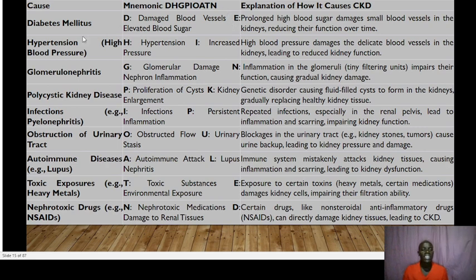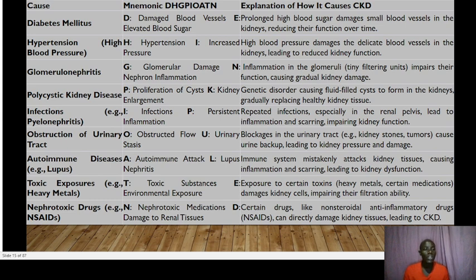For the causes, you could have diabetes, where you have damaged blood vessels and elevated blood sugar. You know that prolonged high blood sugars normally damage these small blood vessels in the kidneys, and this reduces their function over time. Hypertension is characterized by increased blood pressure. This increased blood pressure will normally damage these delicate blood vessels in the kidneys. This reduces the kidney function.